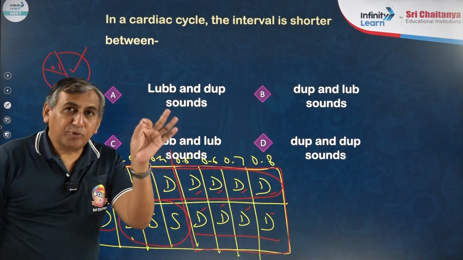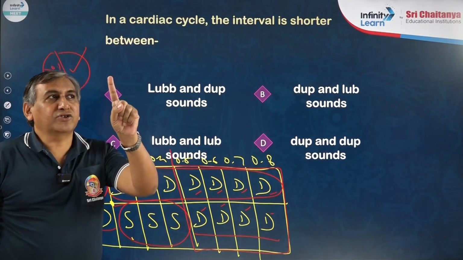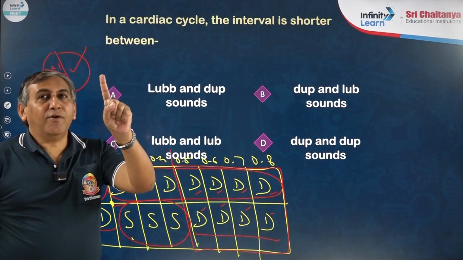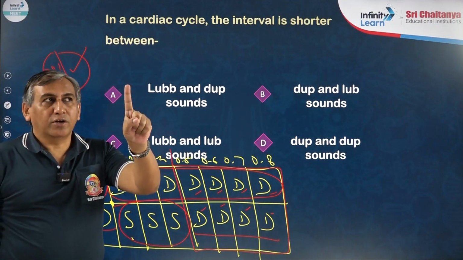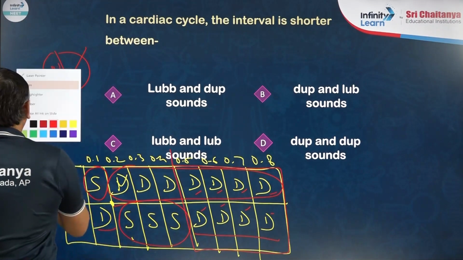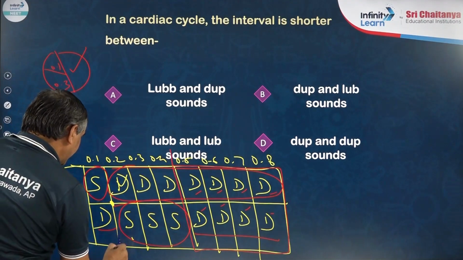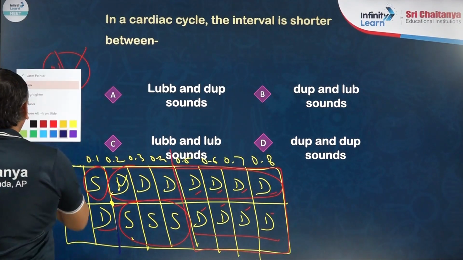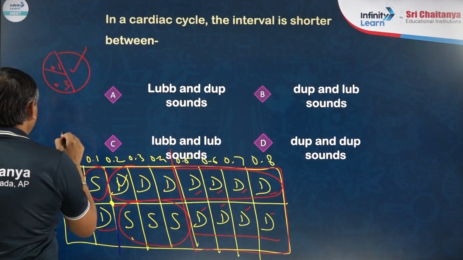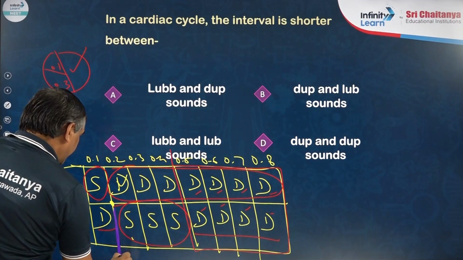First heart sound is produced at the time of onset of ventricular systole. So I will use another color. Ventricular systole starts from here. It is not visible, so I will change. So this is the ventricular systole, first heart sound.